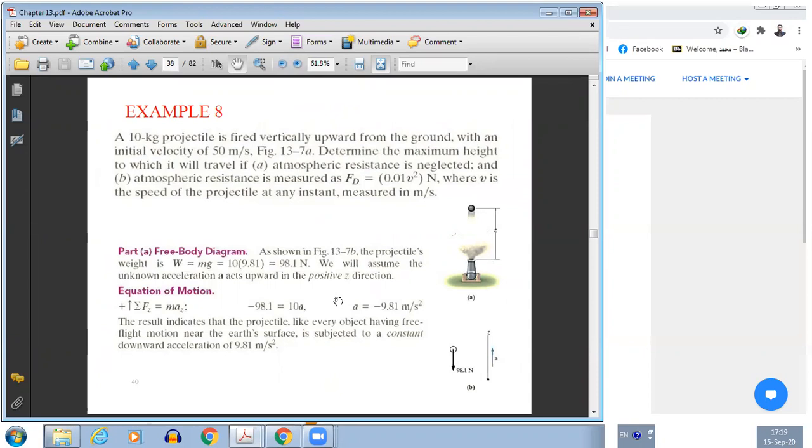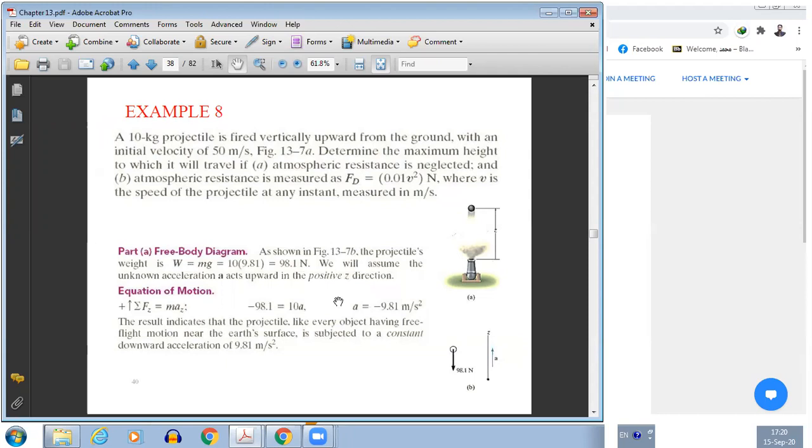Okay, a 10 kg projectile is fired vertically upward from the ground with an initial velocity of 50 meters per second. Determine the maximum height to which it will travel. Number one, if the atmospheric resistance is neglected, and number two, when the atmospheric resistance is measured as Fd equals 0.01 v square, where v is the speed of the projectile at any instant.